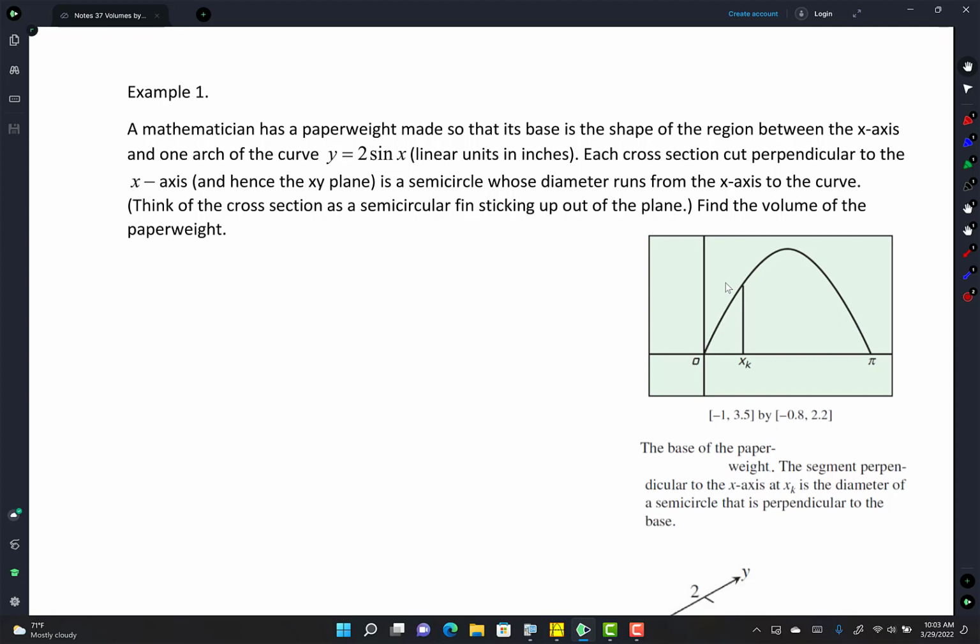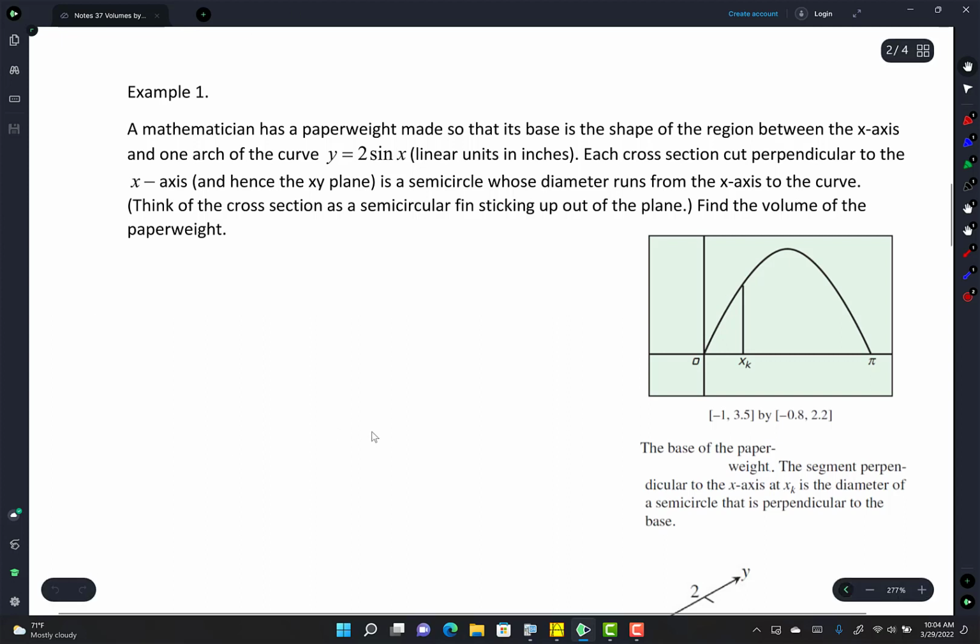So this is the base of this paperweight, and coming out of the board are semicircles. The biggest semicircle you have is right here. That's the biggest semicircle, and of course, that's your diameter, right? So as the diameter gets smaller, the semicircle gets smaller. So it kind of looks like a dome, but of course it's small, it's a paperweight. You fit it in your hand. Let me show you how it looks with my 3D model here.